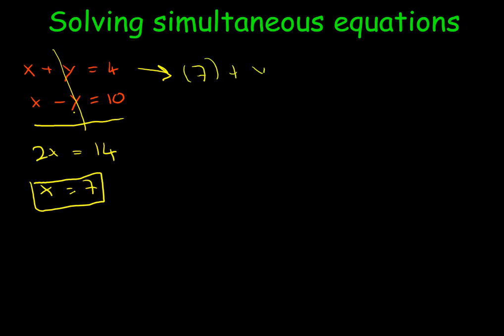So 7 plus y is equal to 4. So y is equal to 4 minus 7. So y is equal to minus 3.